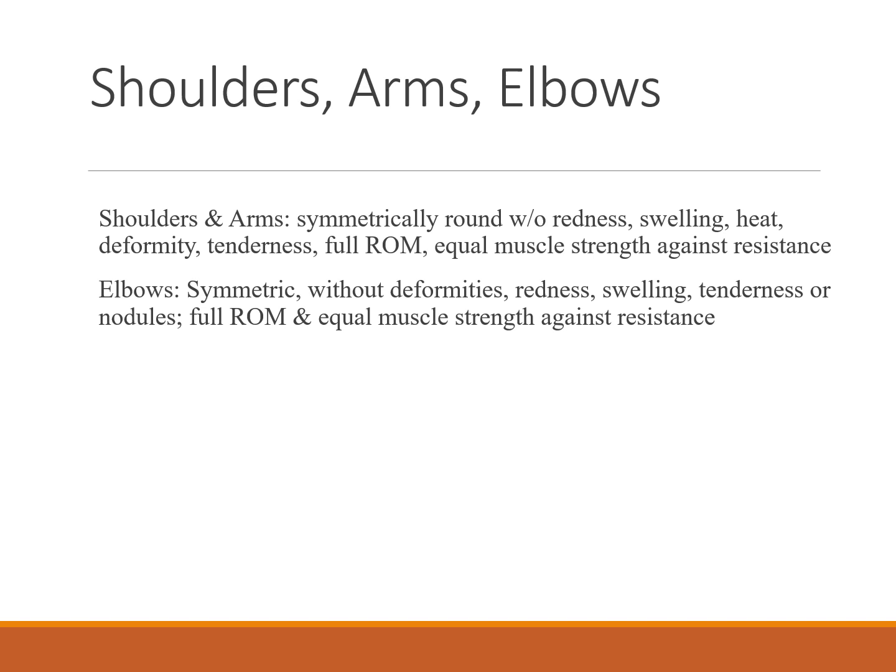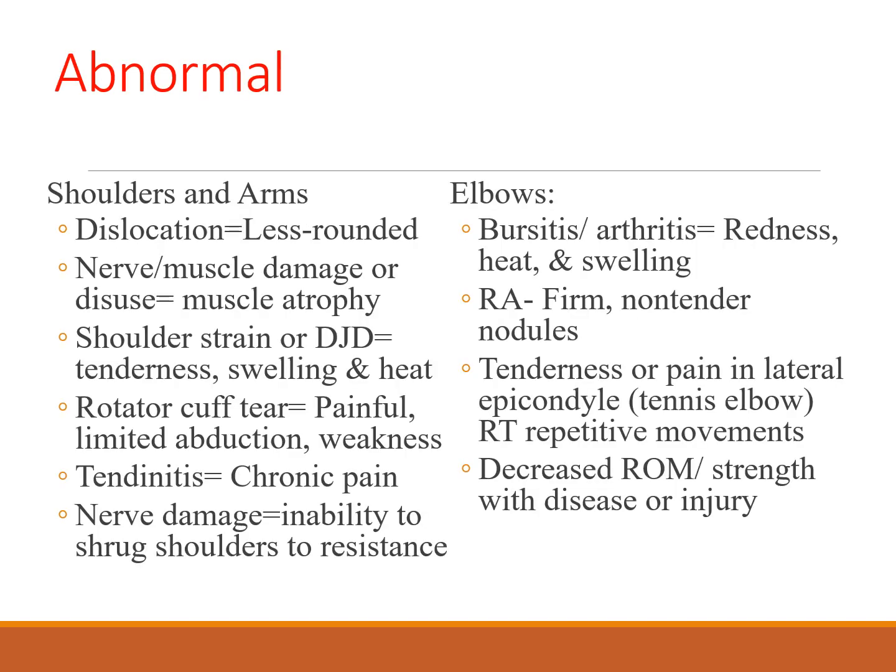So the shoulders and arms should be symmetric without any redness, heat, swelling, or tenderness, with full range of motion and equal strength. And for the arms and elbows, symmetric without deformities, redness, or tenderness to joints, etc. Limited range of motion might indicate diagnosis or disease. Some other abnormal findings may be dislocation, nerve or muscle damage, muscle atrophy, any shoulder strain, rotator cuff tears, tendonitis, any nerve damage, like in cranial nerve 11, their inability to shrug shoulders to resistance.